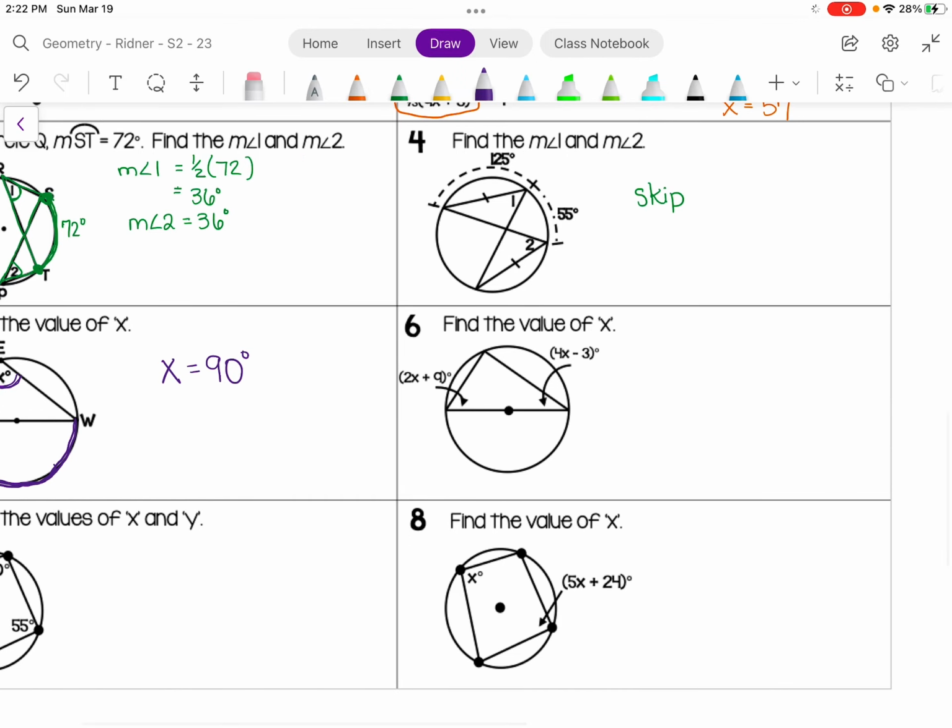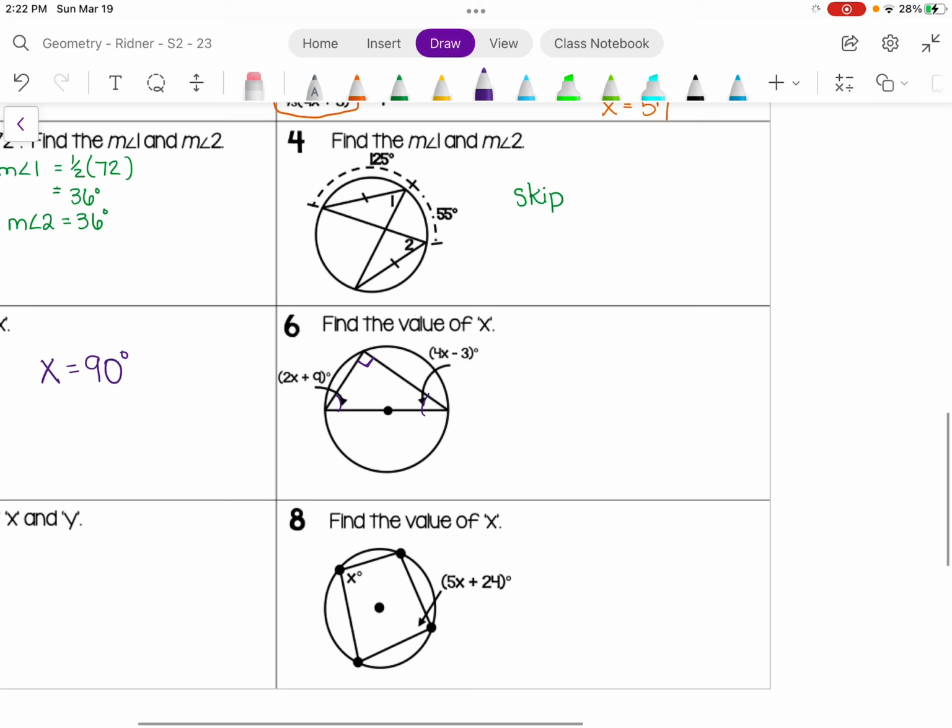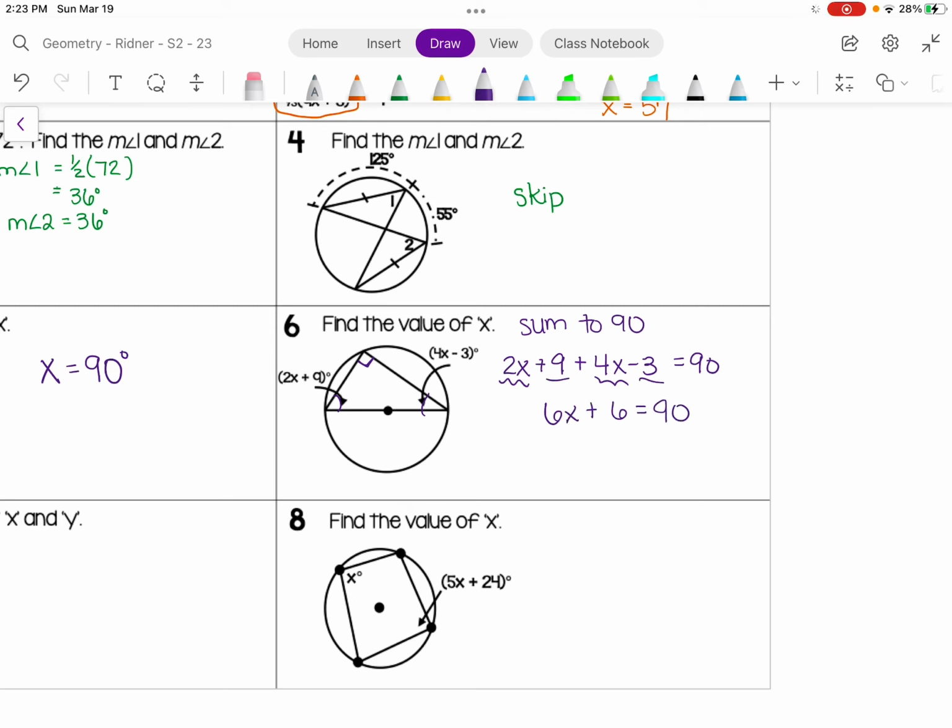All right, same thing happens here. I know that this is 90 degrees. So I know that these two angles together must add up to 90. So that means I'm going to say 2x plus 9 plus 4x minus 3 equals 90. Combine my like terms. And then subtract and divide.